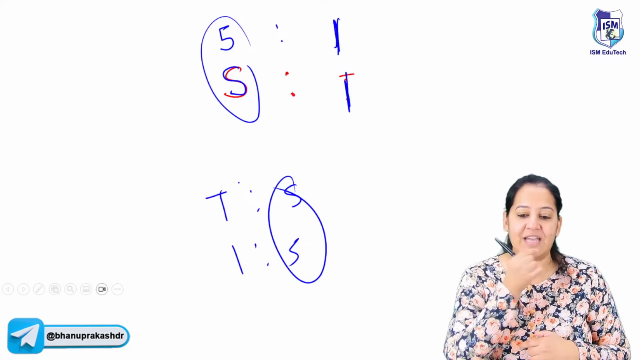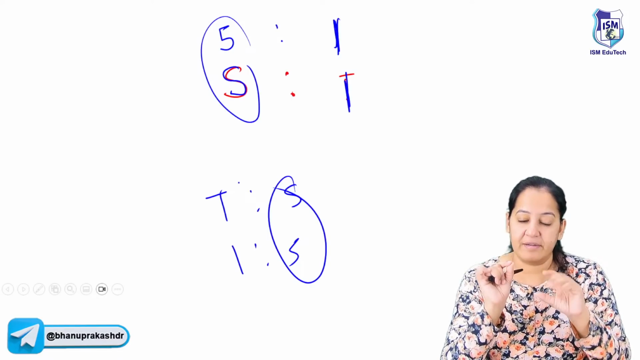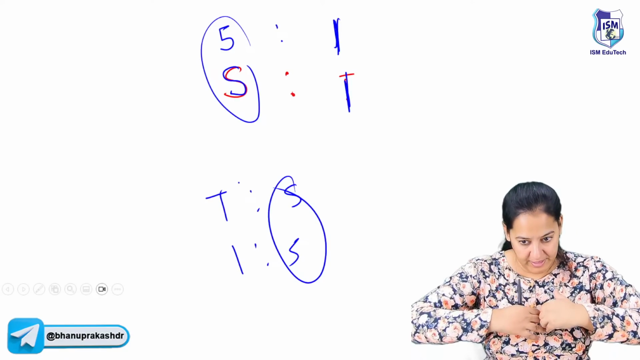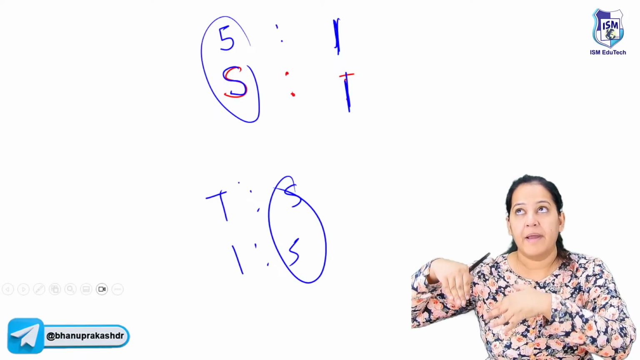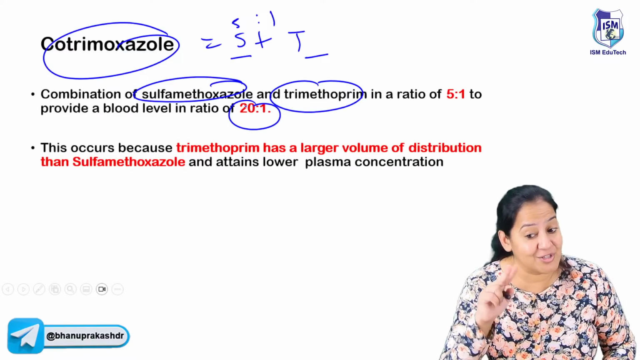Just suppose I am taking a tablet of Cotri. This is a tablet of Cotri. I am taking it with water. So this tablet contains 5:1 sulfonamide to trimethoprim. After going into my body, it will get absorbed. It will go in my blood. In my blood, the ratio will become 20:1 after taking because of different volume of distribution of the two drugs.